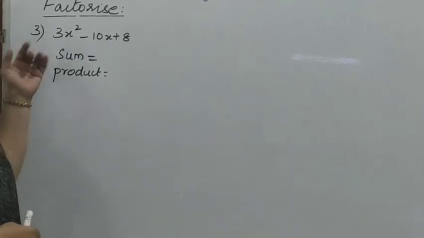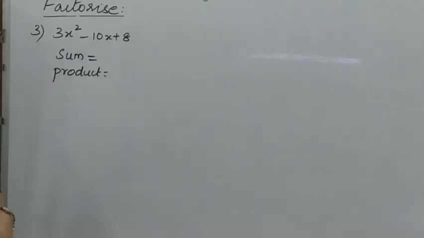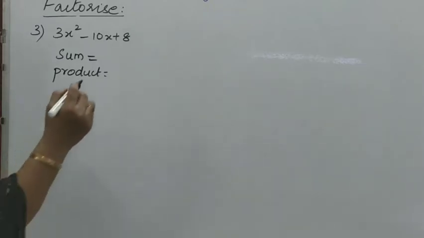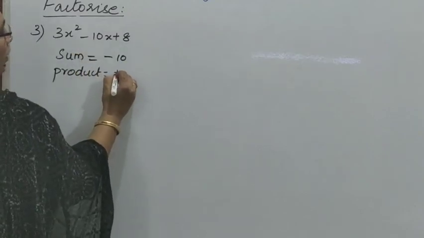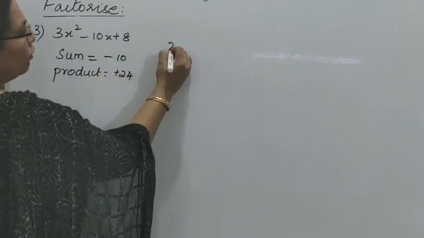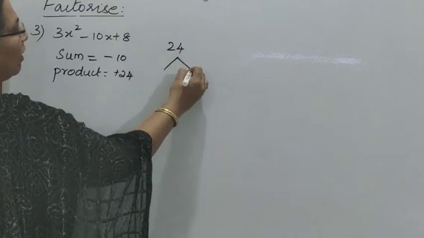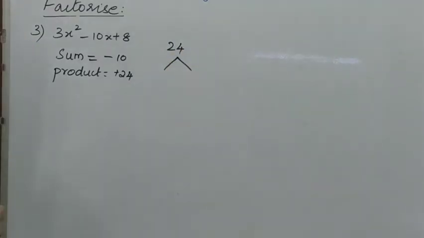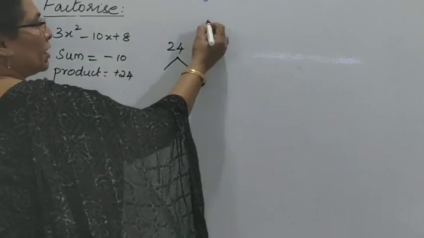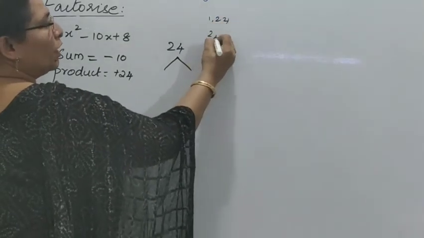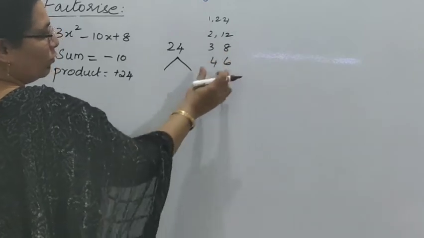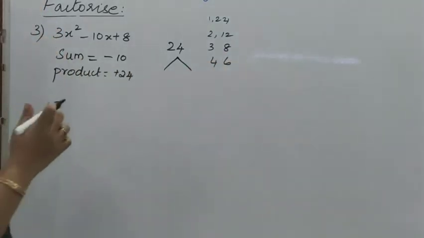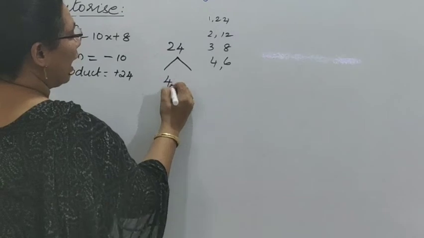Next question, 3x square minus 10x plus 8. Factorization only we are doing. So sum is equal to minus 10. What is the product? 3 into 8, it is equal to plus 24. Now the factors of 24 are to be identified where we are going to get 10 as the sum. So 1 and 24 is there, 2 and 12 is there, then 3 and 8 is there, 4 and 6 is also there. So 4 and 6 sounds good. So 4 and 6 we are writing here.